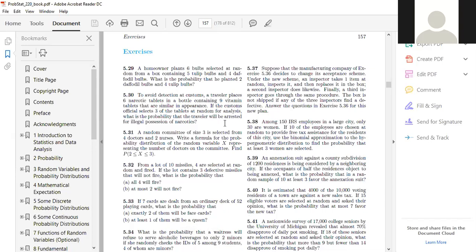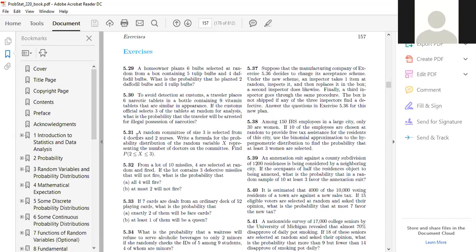5.31. Yes, 5.31 says, what does it say? A random committee of size 3 is selected from 4 doctors and 2 nurses. It's total 6. Write a formula for the probability distribution of the random variable X representing the number of doctors on the committee. How many doctors are there?